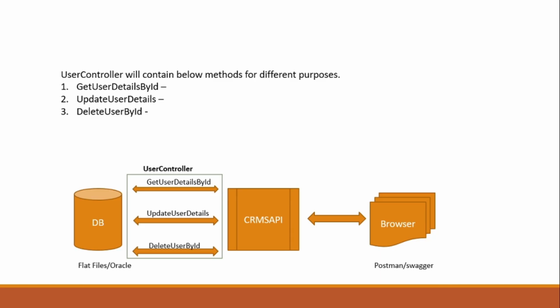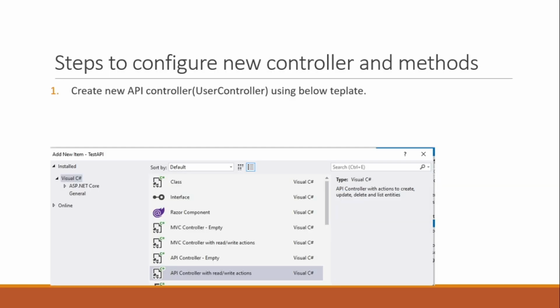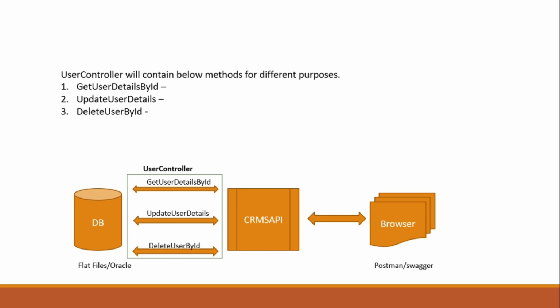So further on we will be adding one more controller which will be implementing our logic for the CRMS API application. Inside this API application we will be implementing currently three APIs. These are the custom APIs I have taken.